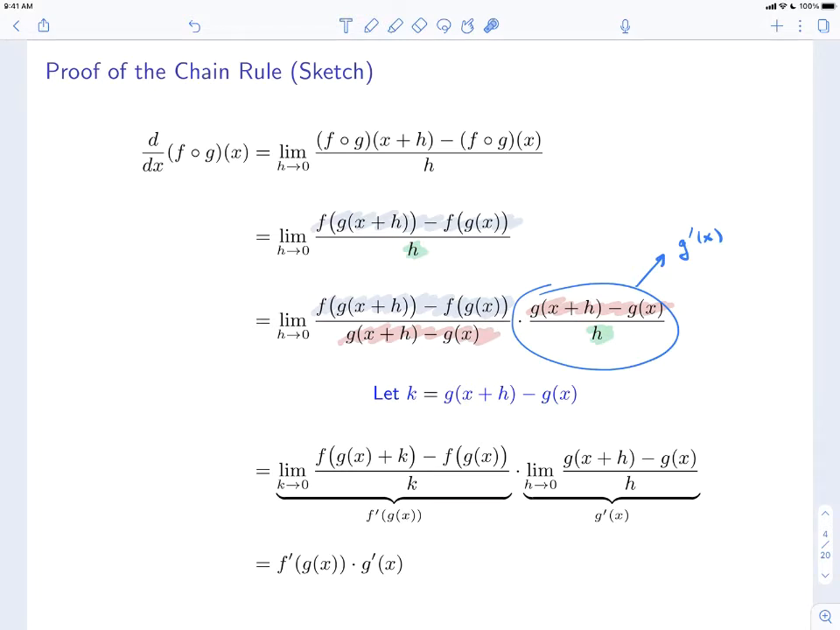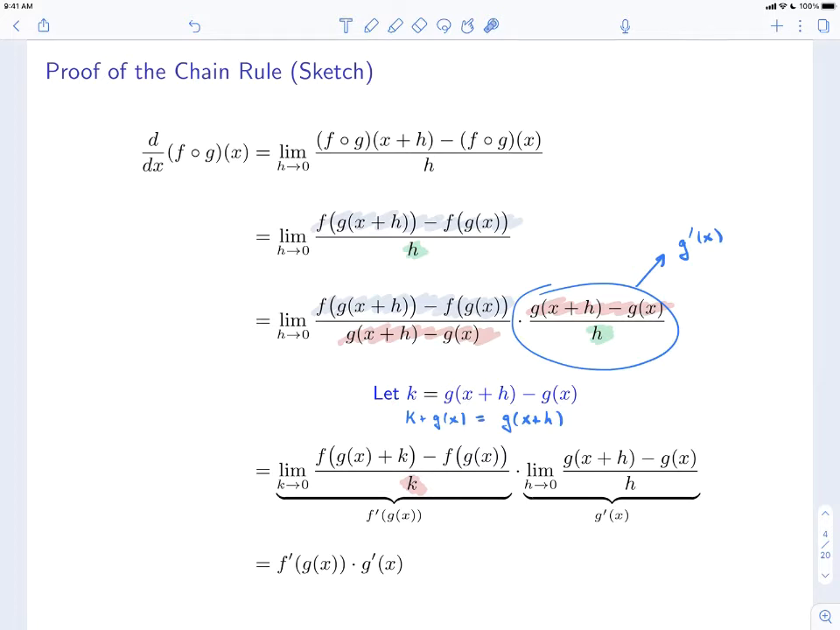Let's let k be equal to g at x plus h minus g at x. Now, what is that? That's just the denominator here. We're just letting k be equal to this denominator, the difference between the g values at x plus h and x. So that just puts a k right here. So this is now just k. But notice how that changes something in the numerator. Here in the numerator we have g evaluated at x plus h, but g evaluated at x plus h is k plus g at x. So if you just add g at x to both sides, you'll end up with k plus g at x is equal to g at x plus h.